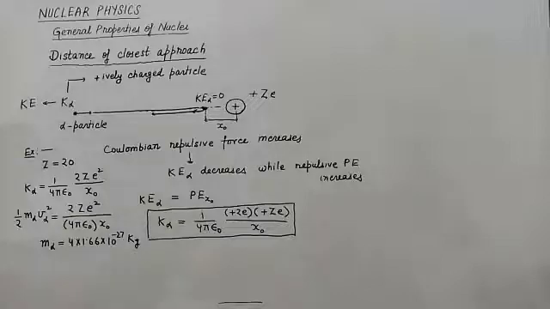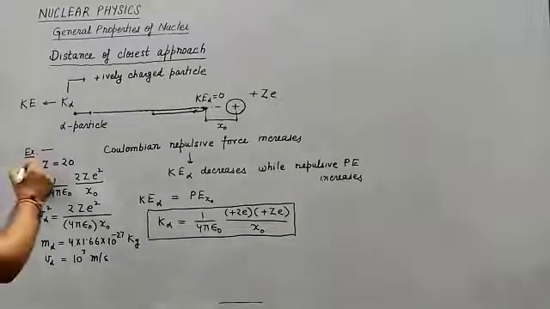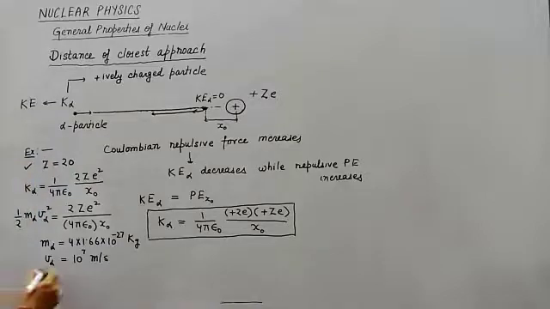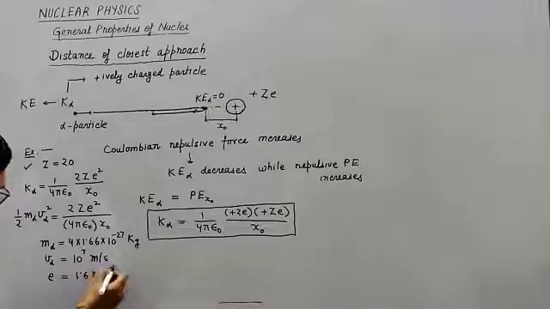Suppose V alpha here is 10 to the power 7 meter per second. This is the value of V alpha. You are well aware that Z is equal to 20 here. What is the value of e? e will be equal to 1.6 into 10 to the power minus 19 coulomb.